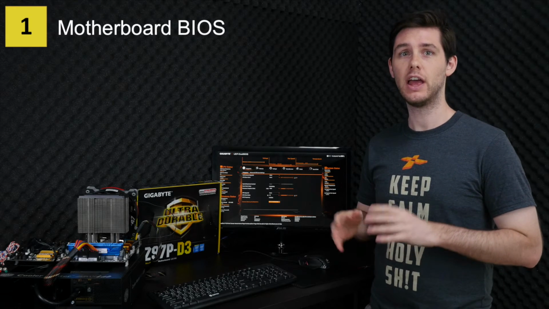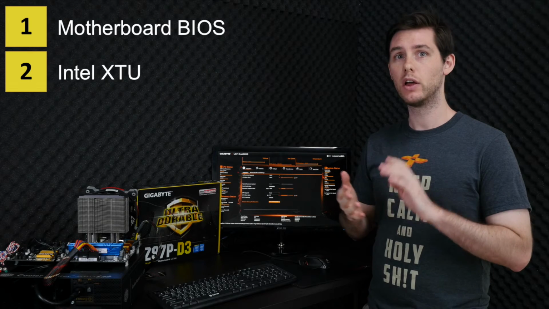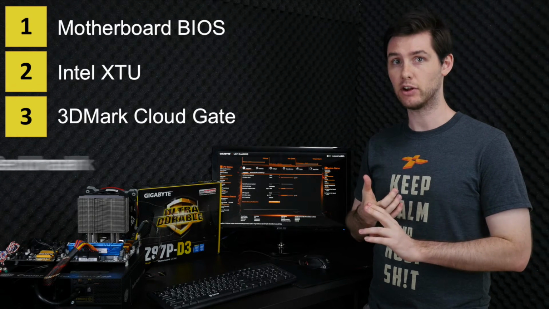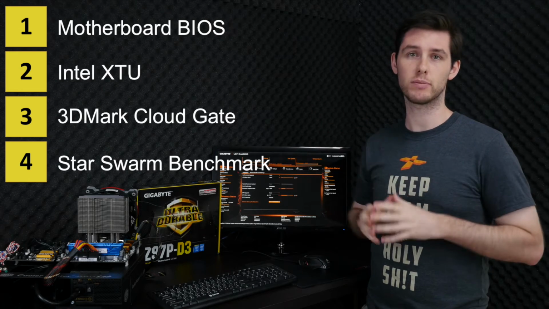To do the overclocking, we'll be using 4 different tools. First of all, for the actual overclocking, we'll go into the BIOS to change all the settings. And then in the operating system, we'll be using 3 benchmarks: Intel XTU, 3DMark Cloud Gate, and Star Swarm Benchmark. You can find all the benchmarks and all the tools in the description below.